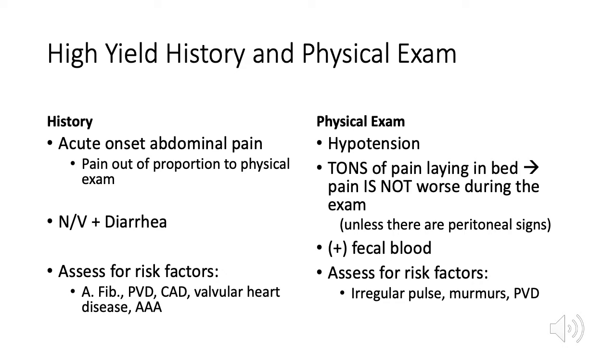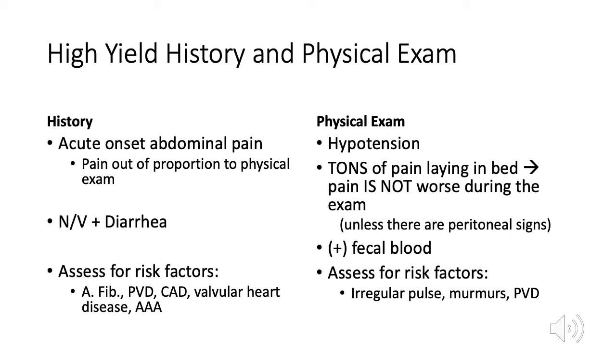There are several high-yield history and physical exam points to be on the lookout for in patients with mesenteric ischemia. These patients may present with acute onset abdominal pain that's poorly localizable. It's often described as pain out of proportion to physical exam, and on test questions and in the real world, you may even be asked to decide between patients who are malingering and patients who have pain that is different from what the physical exam is showing you.